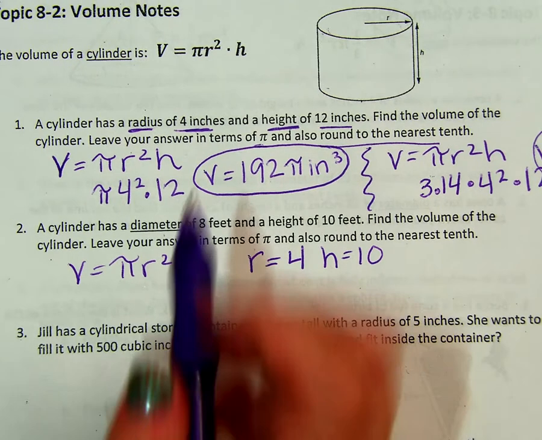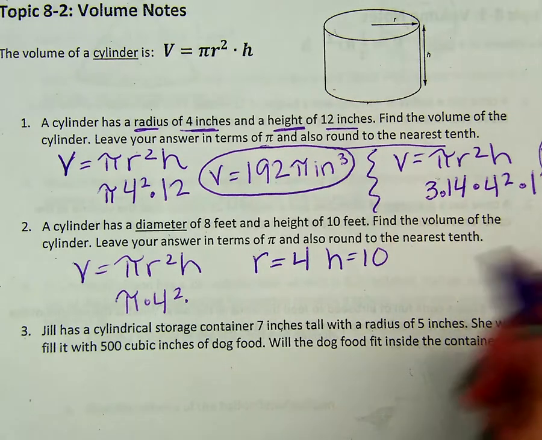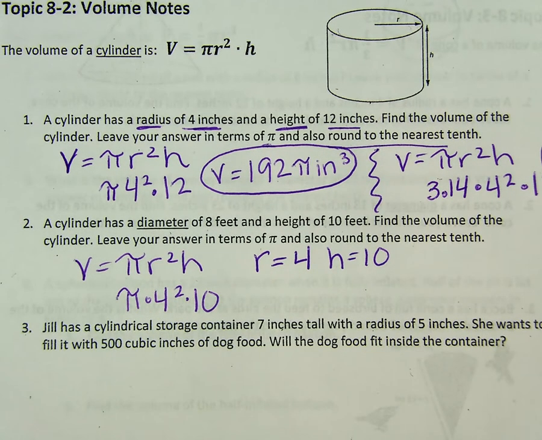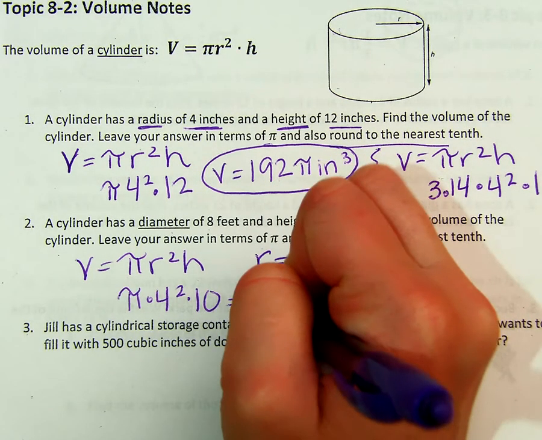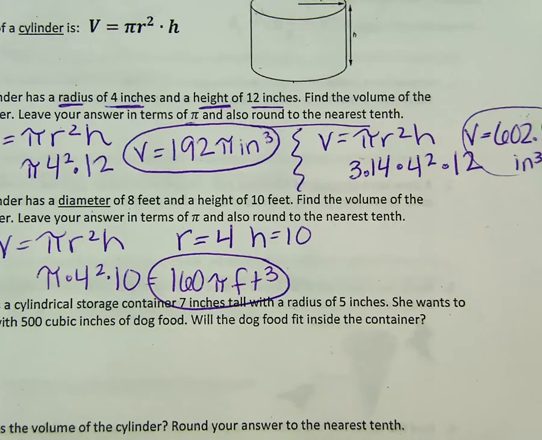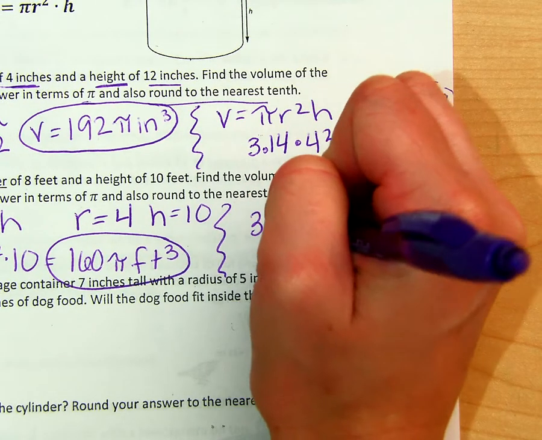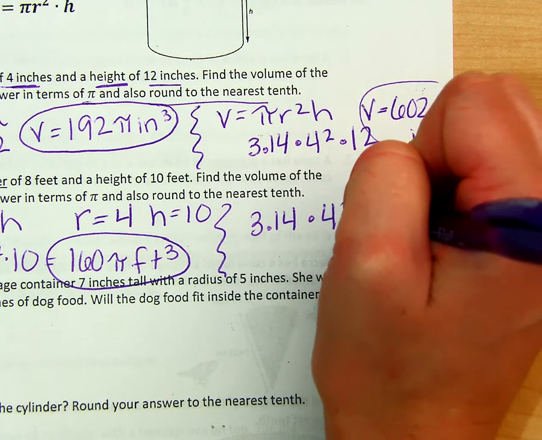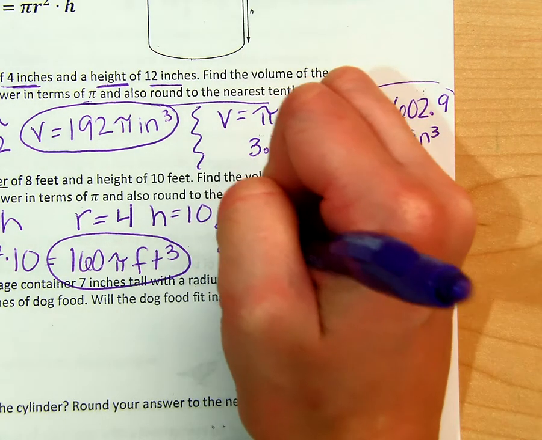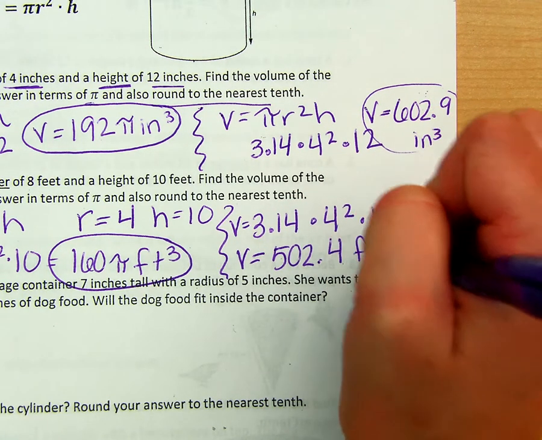So we're going to plug in our numbers. Pi stays the same. We said our radius is 4 and our height is 10. You're going to go to your calculator, plug it in, use your pi symbol, times 4 squared times 10, which will give us 160 pi feet cubed. Second part of this problem, we're actually going to plug in 3.14 times our radius, which is 4, times our height, and we're going to get a volume of 502.4 feet cubed.